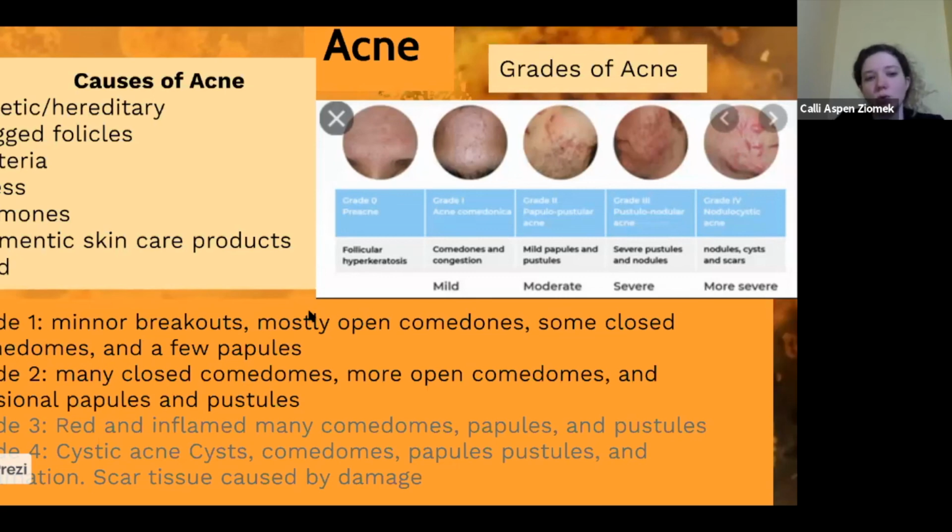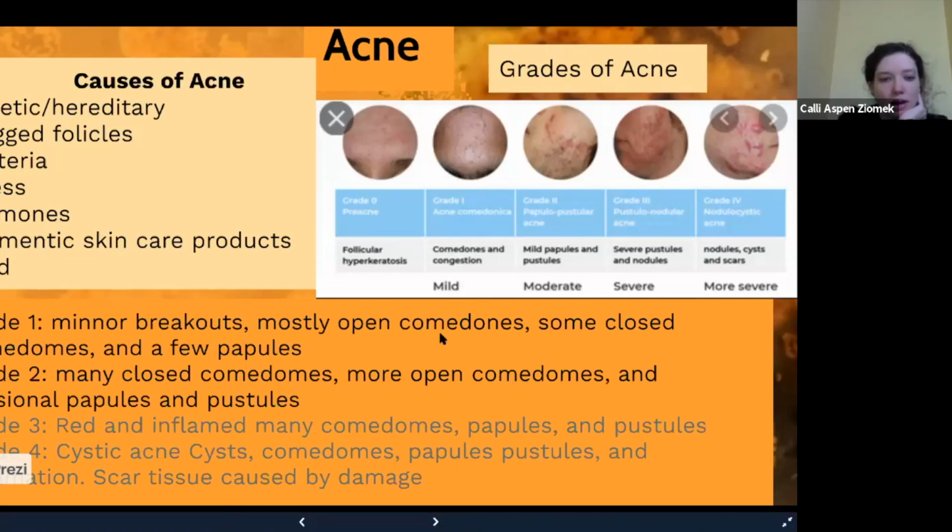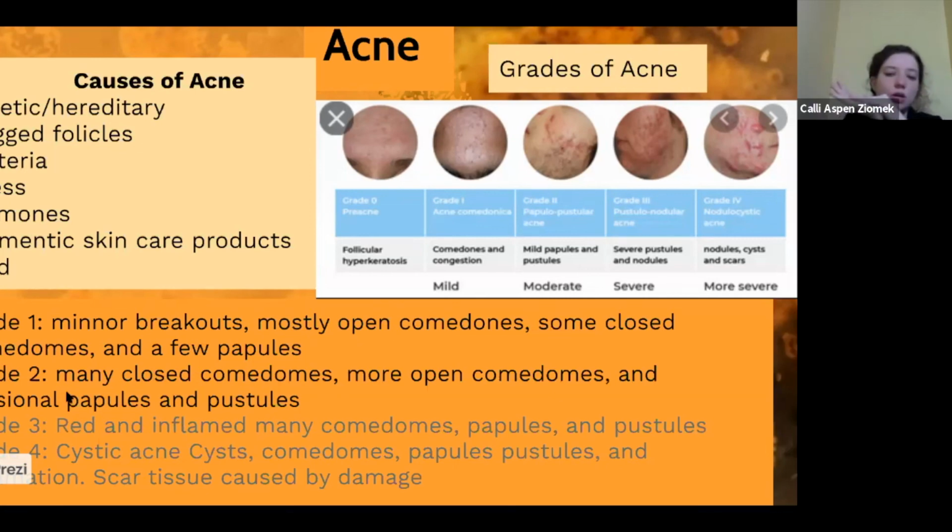Your grade 2 has many closed comedones, many blackheads, more of those open comedones, and then your occasional papule and pustule, which is the pus-filled papule. So your closed comedones are your white ones, and your open comedones are your black ones.